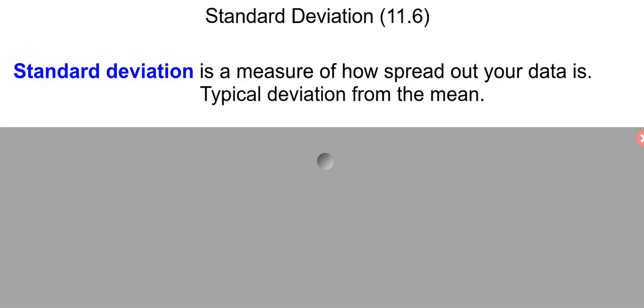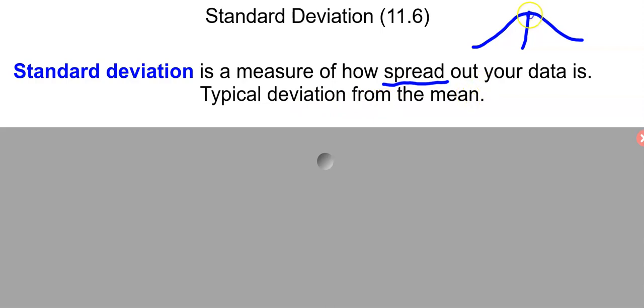Okay, today we're going to learn about standard deviation to measure how spread out your data is. When you have data, the middle of the data might be the mean or the median. But how spread out the data is to the right or left, or bigger or smaller than that, is a measure of standard deviation. It's one measure of that. Sometimes we call it the typical deviation from the mean.